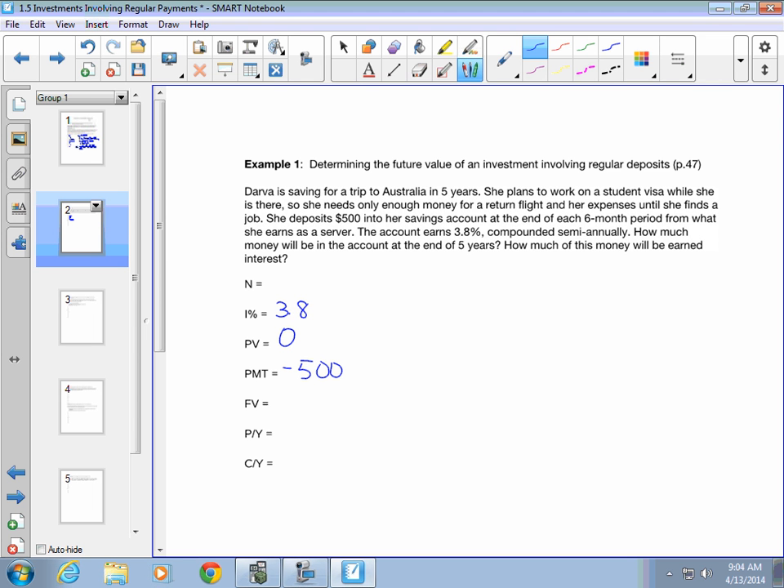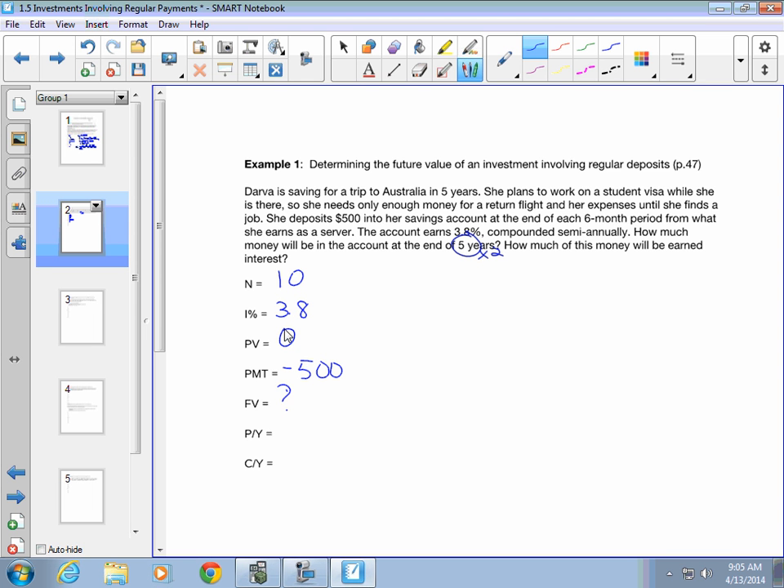The N for this one, when you're doing these, because they are doing this as a payment per period, and it's a compound interest one, you need to take your N and make it that 5 years times how many times it's done, so the number of periods altogether in this case would be 10. Future value is what we're trying to figure out.